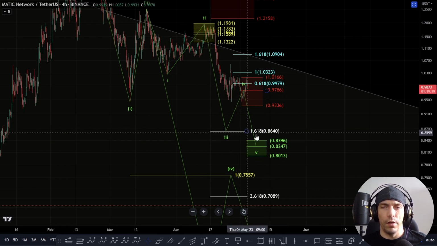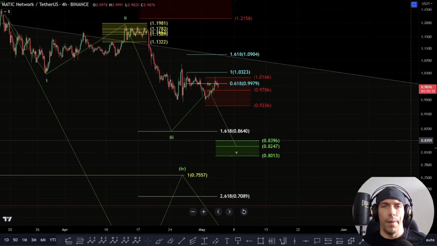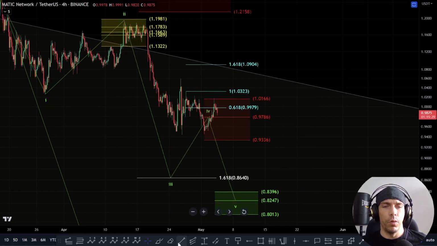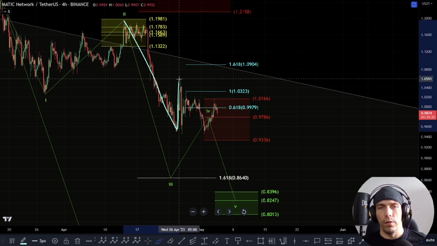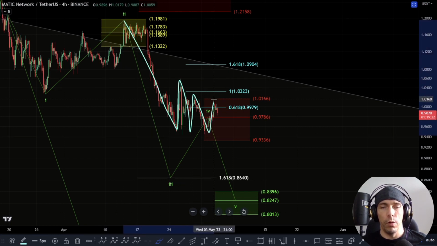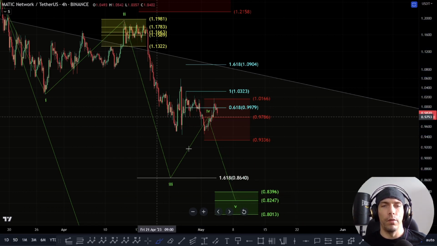But if we do start to break down towards this 8640, we'd have to just check the structure again and make sure there's no way of counting this as an impulse, because it's possible, like I said, potentially what we could have here is an extension within the wave one. This is two. Now we have 1, 2, 1, 2, and then all of a sudden we break down in a bigger wave for a third wave from here. So we'll have to just be a little bit cautious of that.